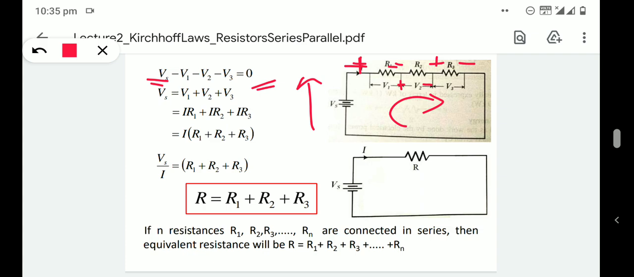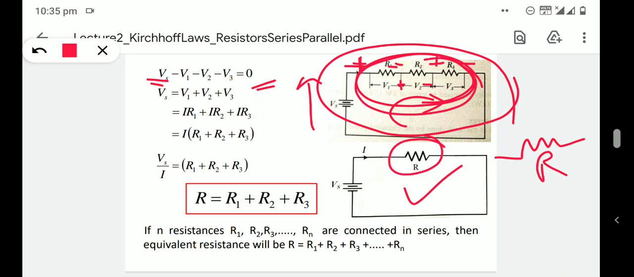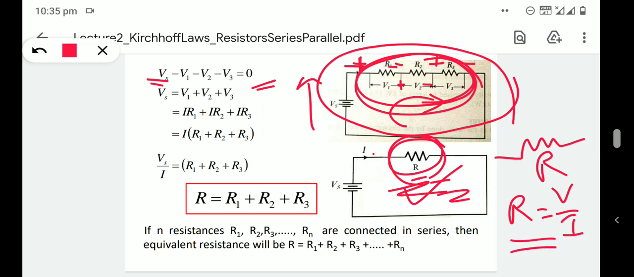If we replace this series combination with an equivalent resistance called R, this will be the circuit. These three resistors are replaced with this R. For this circuit, what will be the total resistance R? Voltage divided by current gives resistance. So here R will be equal to V divided by I, so Vs divided by I.